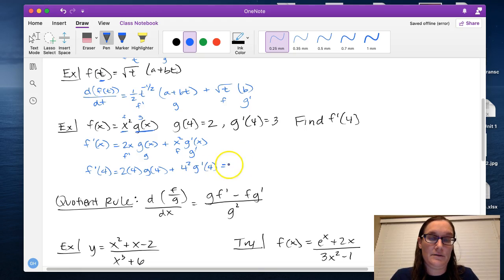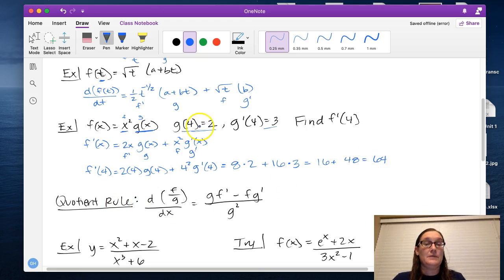Plug in our numbers. 2 times 4 is 8. G of 4 is 2. That's where this comes in. Plus 4 squared is 16. G prime of 4 is 3. And that is 16 plus 48, which is 64.